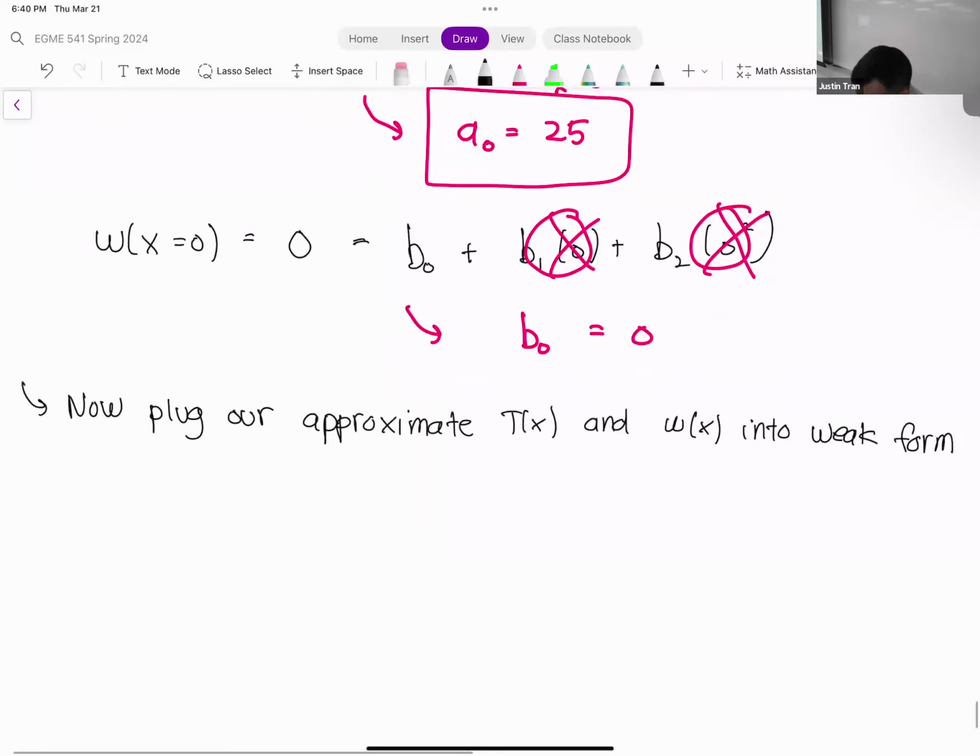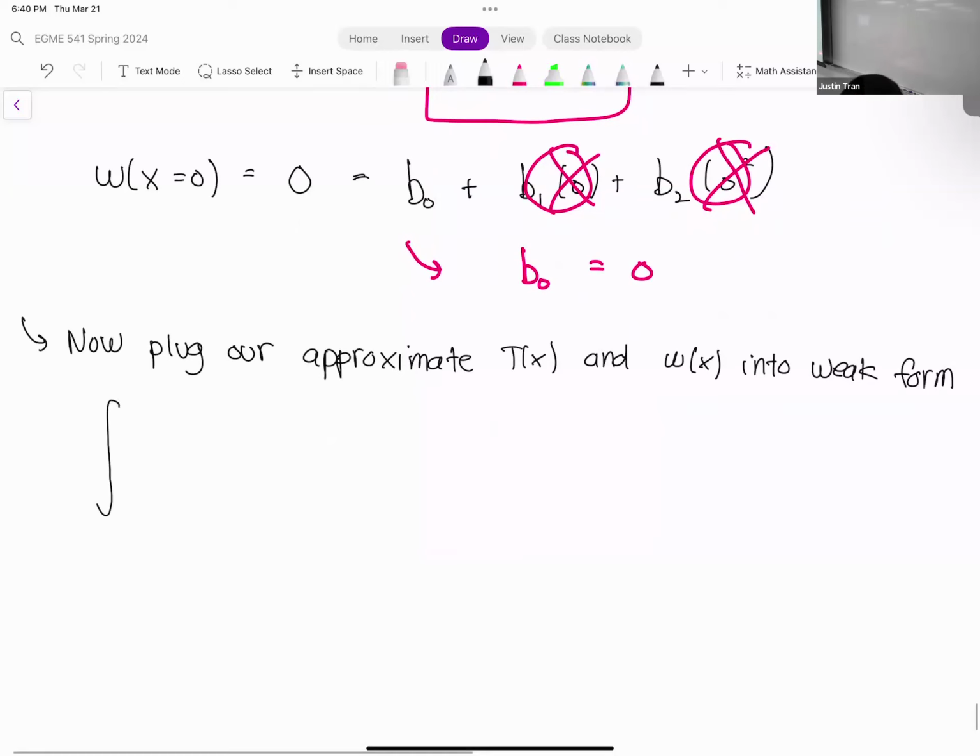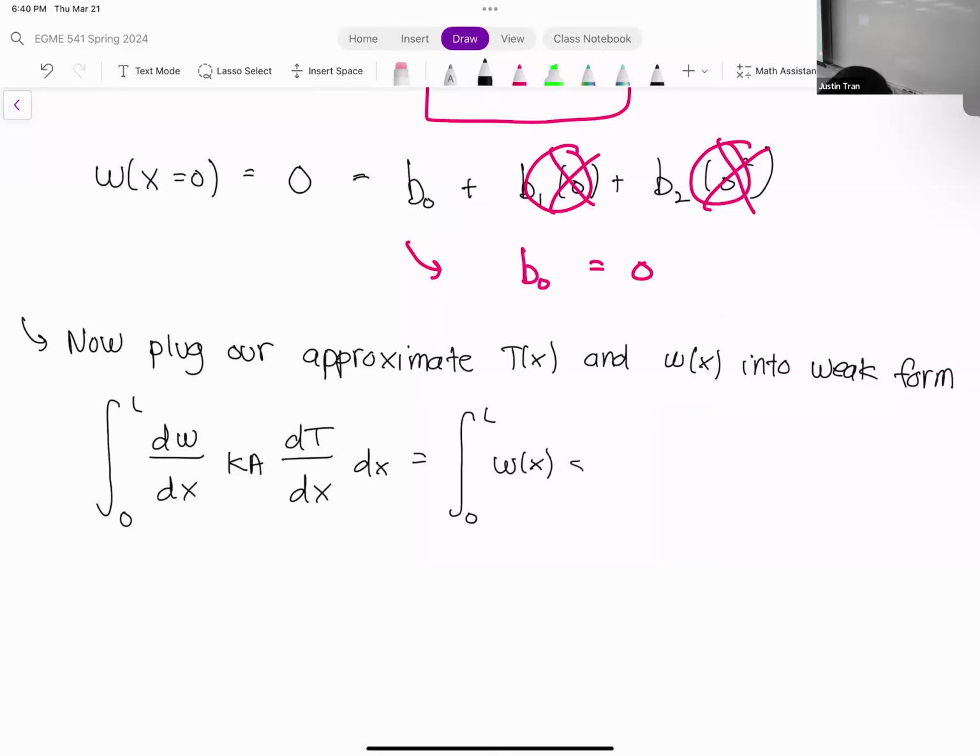Okay. So our weak form for 1D heat conduction is the integral from 0 to L of dw/dx times k times A dT/dx dx. This is equal to the integral from 0 to L of w(x) s(x) dx plus w times k times A dT/dx evaluated at the Neumann boundary condition.